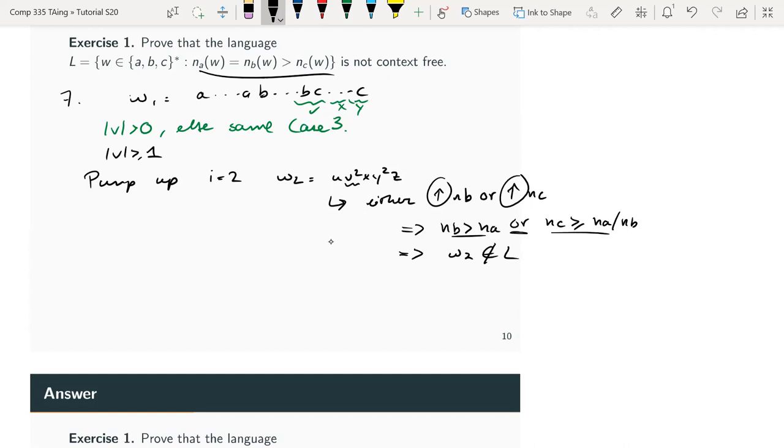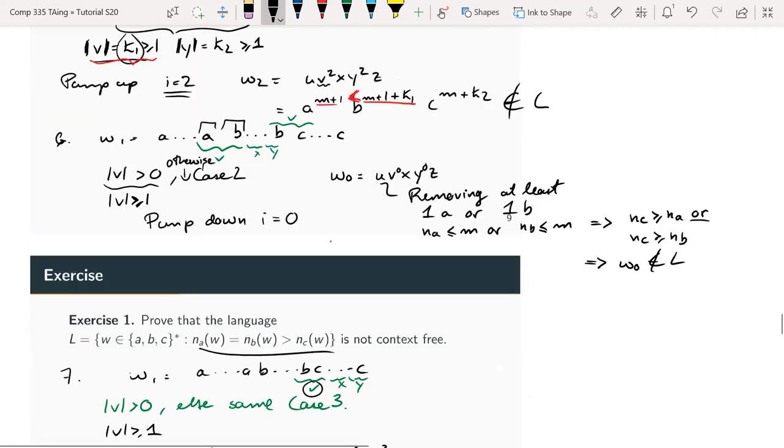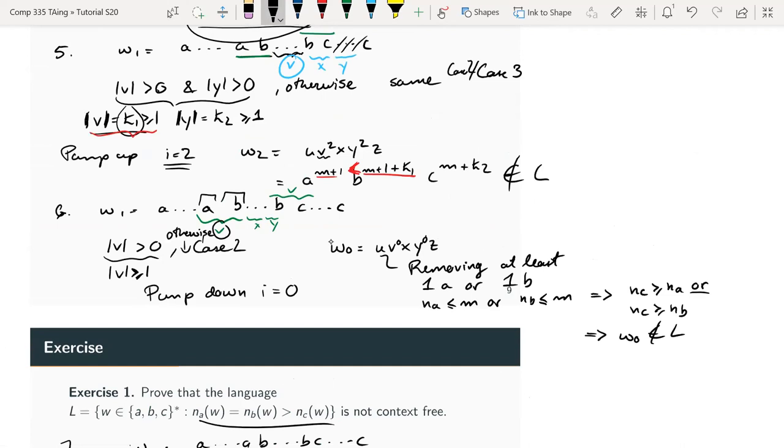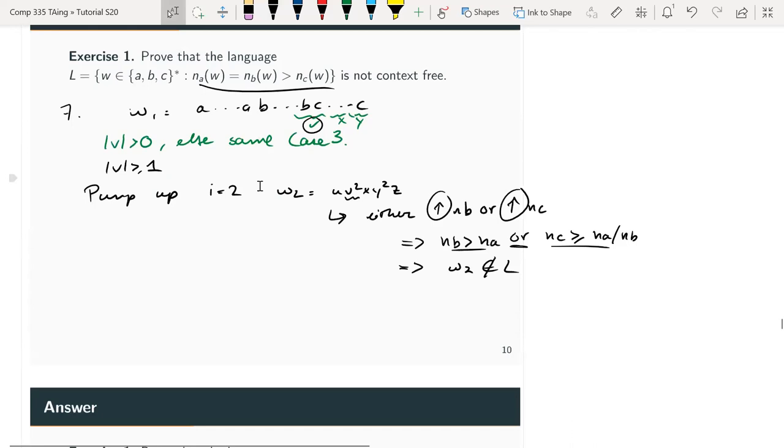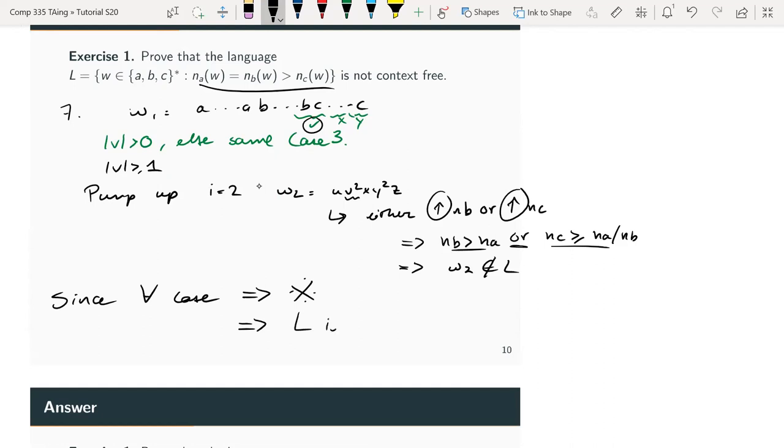The other cases could be if instead of the V, this was a Y, but you can see that would be exactly the same. You'd use exactly the same argument, so I'm not even going to include it. This is exhaustive enough. Since for every case we arrive at a contradiction, this is my symbol for contradiction, this implies that L is not context-free. So this would be an exhaustive pumping lemma proof that would allow you to show that L is not context-free. Okay, question from C.